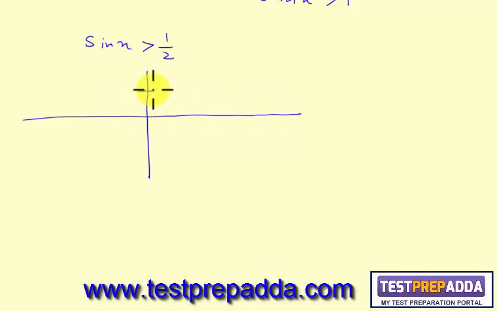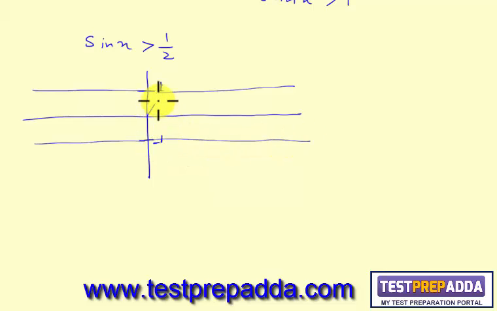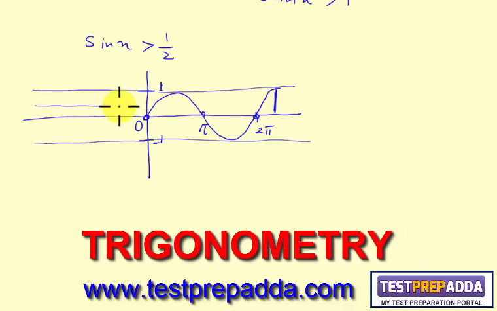As you know, the maximum value of sin x is 1 and the minimum value is minus 1. So if I draw here, what is the fundamental period? 2 pi for sin x. 0 to, I'll take here, 2 pi. This is pi. Now sin x greater than half. Half will be this.